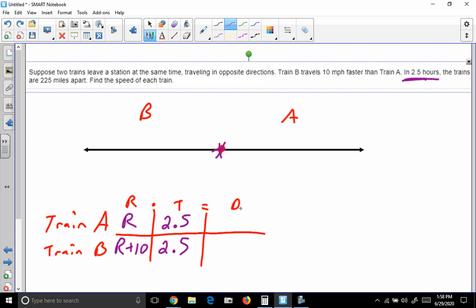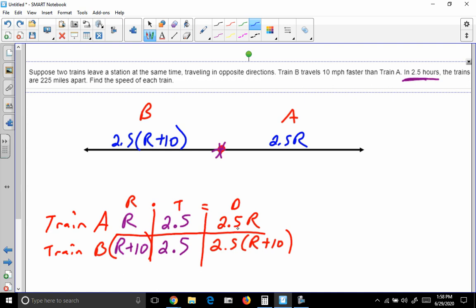Now to get distance, distance is rate times time. So once we have two of these filled in, we multiply them together. R times 2.5, or we could call that 2.5R. That times 2.5, or we could call that 2.5 times R plus 10. So this is how far train A goes. And this is how far train B goes.